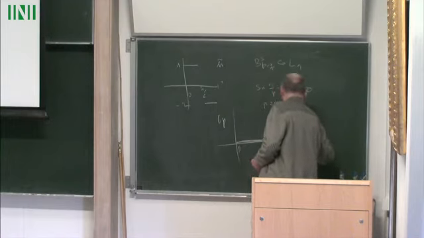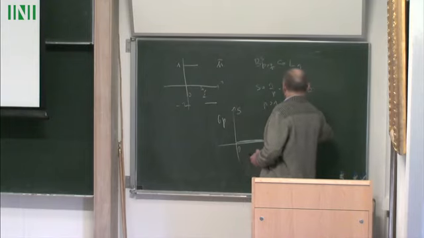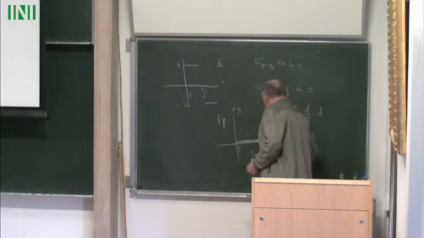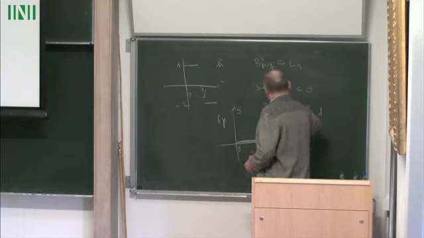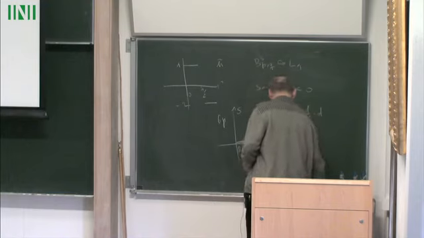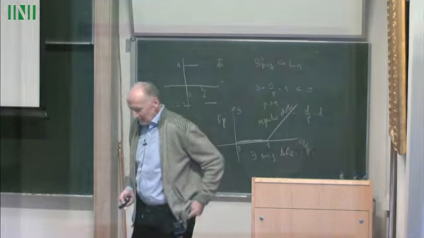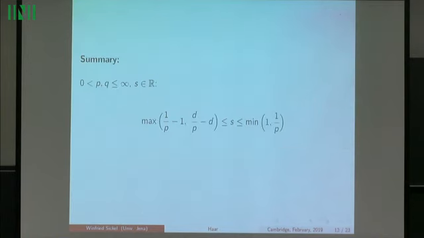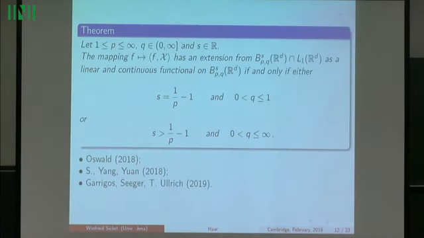Here I draw 1 over p against S. And this is a line with slope d, d over p minus d. So here we have singular distributions, and here we have regular distributions only. So for p strictly larger than 1, there are possibilities that you can also have singular distributions here.